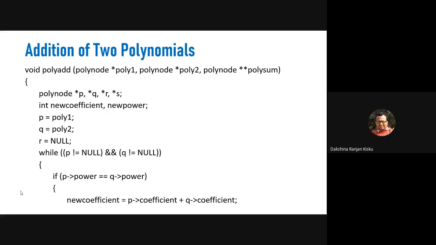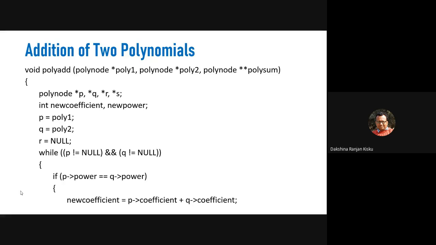And here we are using another pointer which is called polysum. This is the double pointer. This polysum is used for the resultant polynomial. That means after addition of two polynomials, we will obtain a resultant polynomial, and that resultant polynomial will be pointed to by this polysum. This double pointer will point to the resultant polynomial.